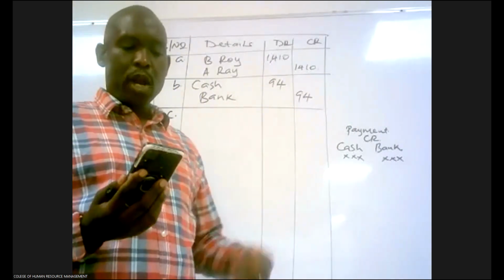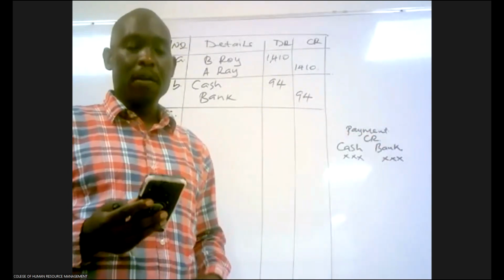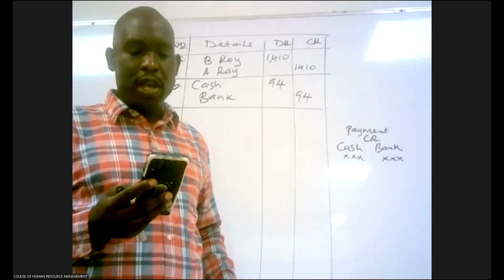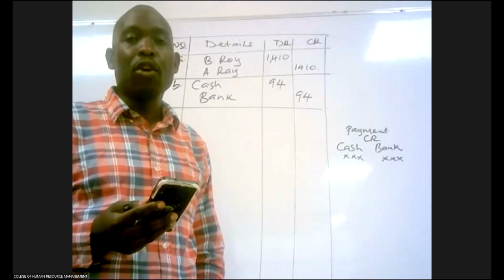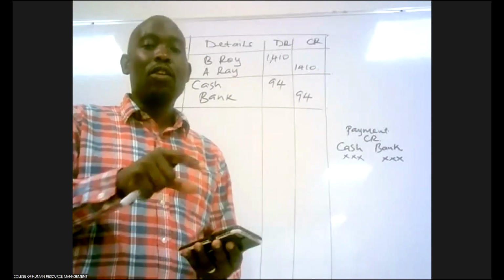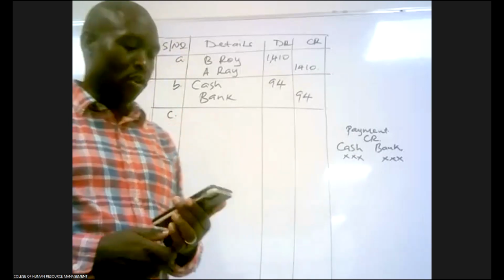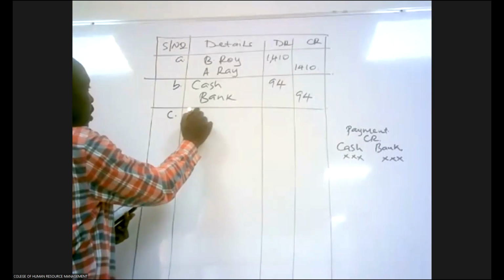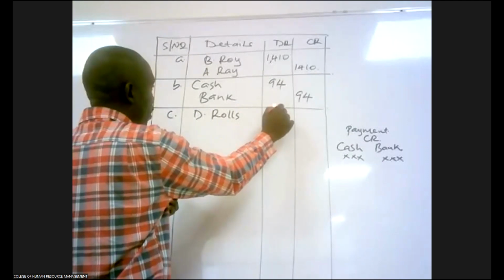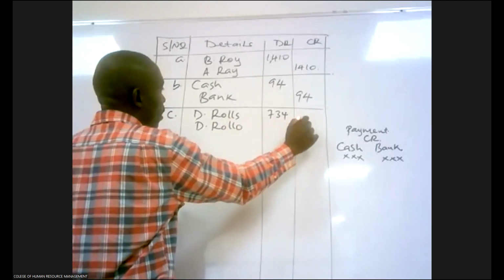So in this case, when you sell, you credit sales, you debit the person buying. In this case, the correct person was D rolls, but we entered in D rolls. So we debited D rolls by mistake. Because it was debited by mistake, its only job is to reverse. We shall credit D rolls, then we debit the correct person who is D rolls, which is going to be 734. Then credit D rolls by 734.